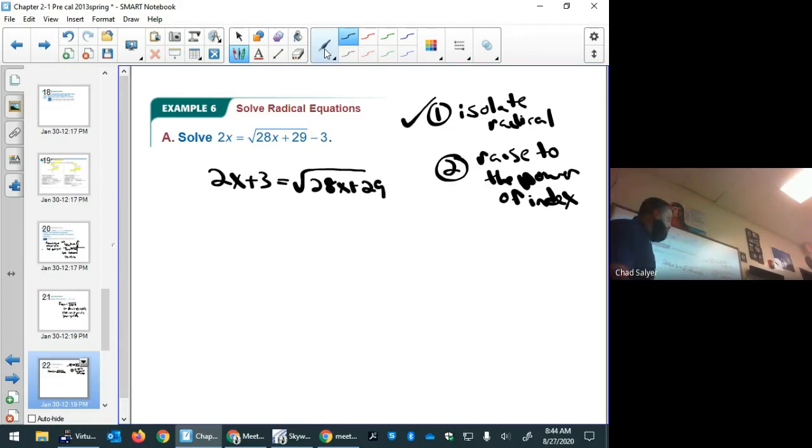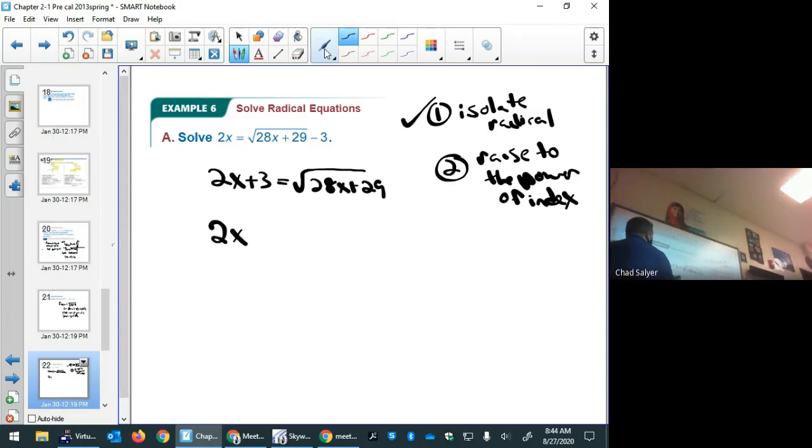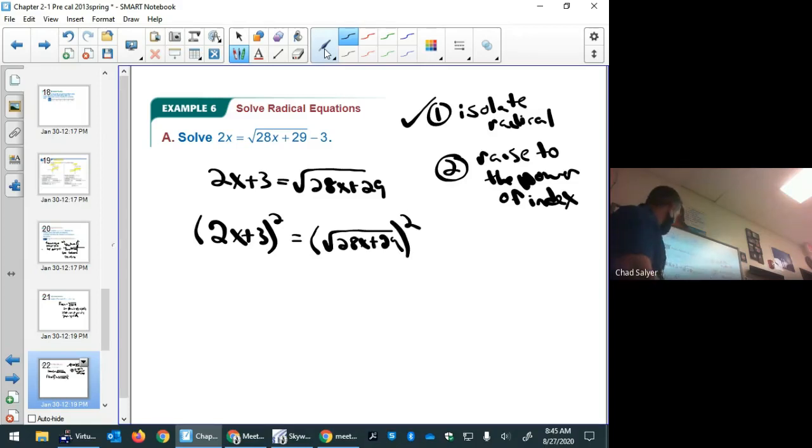Radical isolated. My index here is not listed, but it's understood to be what? What's the index to the square root? 2. Very good, 2. So I'm going to raise both sides to the second power. So (2x + 3) squared equals the square root of 28x + 29, squared.